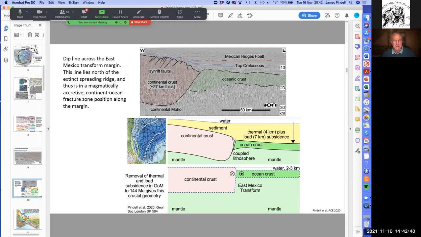So on the north side, we have a rifted margin. On the south side, we have a rifted margin. And on the western side, we have a transform margin.